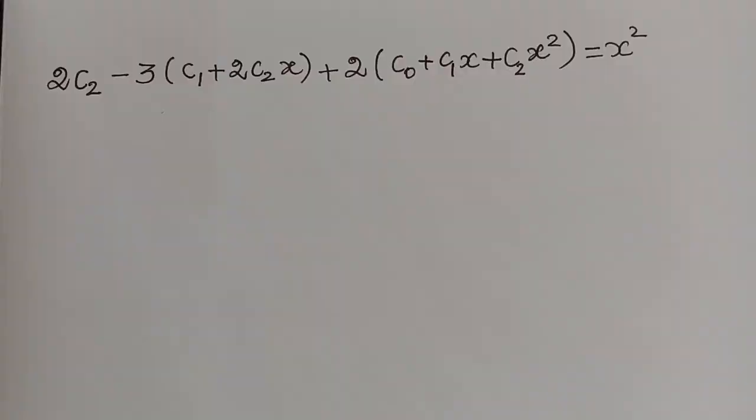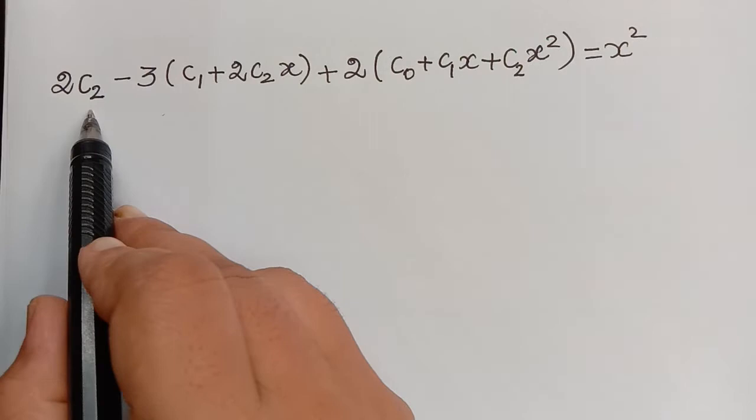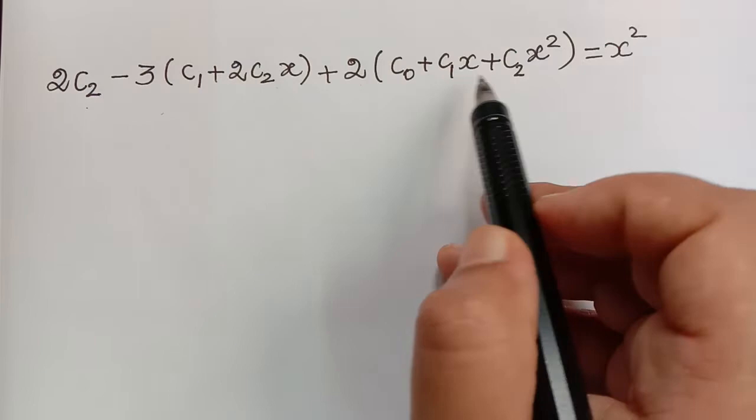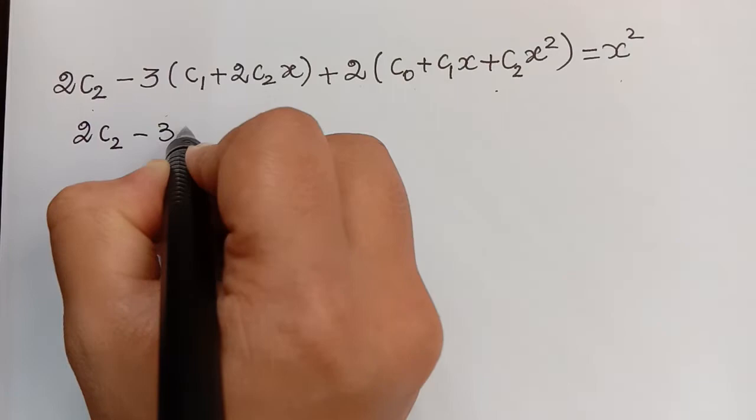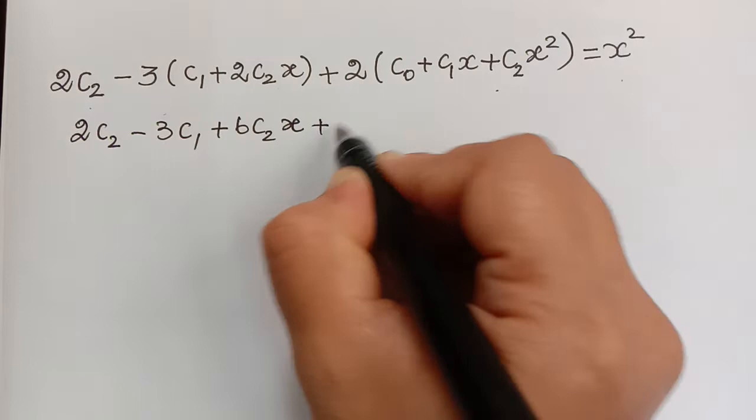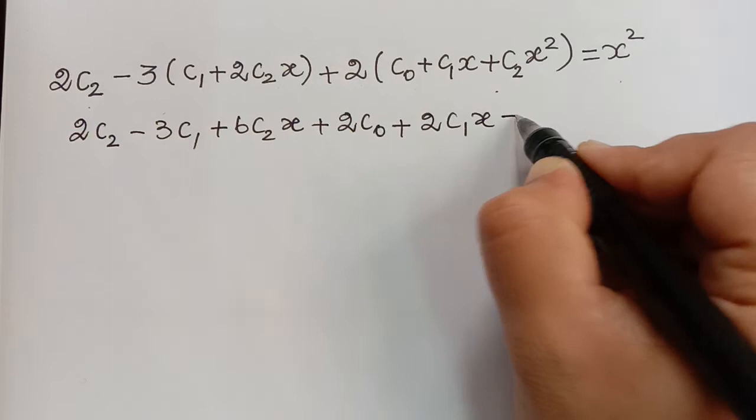After substituting, this is what we get. So this is xi p double dash minus 3 multiplied with xi p dash plus 2 multiplied with xi p equal to x square. Now we shall compare the coefficients on both the sides. For that, first we shall just simplify the left hand side. 2c2 minus 3c1 plus 6c2x, okay, plus 2c0 plus 2c1x plus 2c2 x squared is equal to x squared.